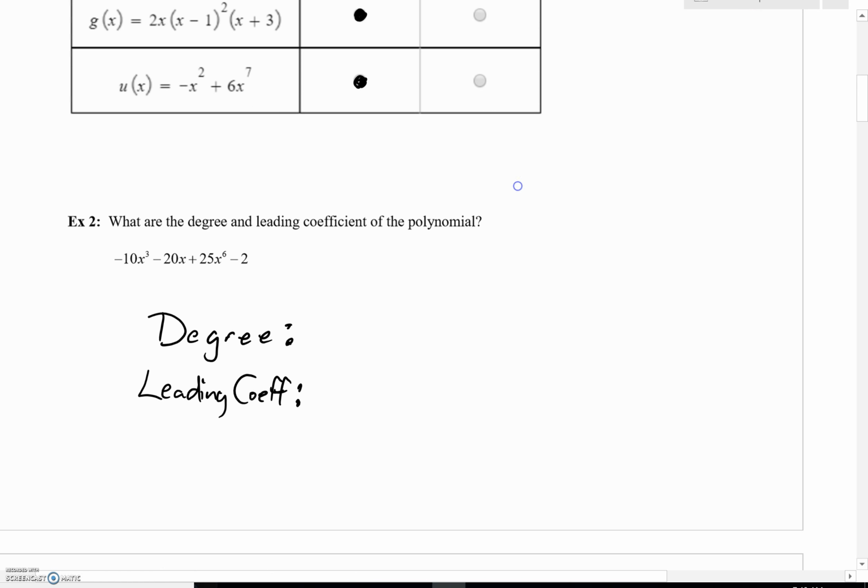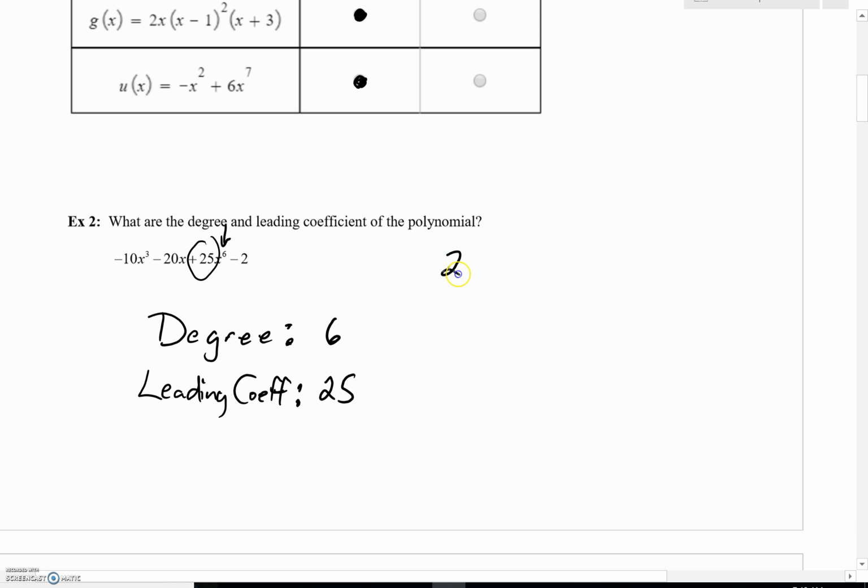All right, next problem. Remember, the degree was simply the biggest exponent, the biggest power that you ever see. What's the biggest power that you see? 6. And the leading coefficient is the number that's multiplied in front of it. Guess what that is? 25.